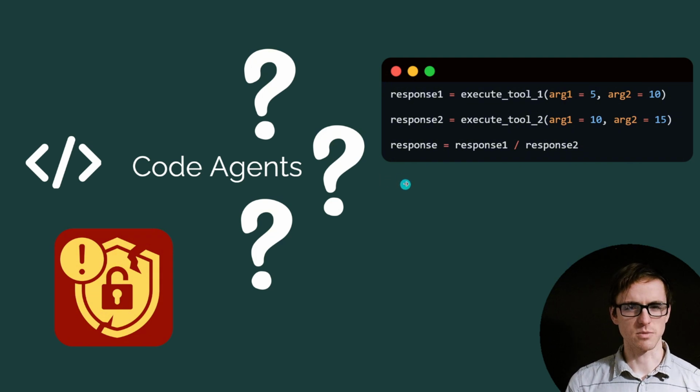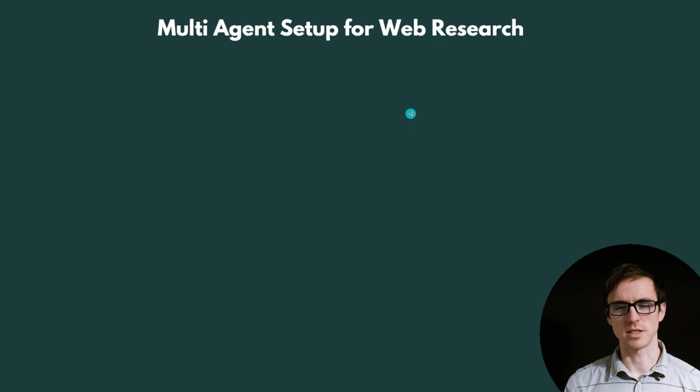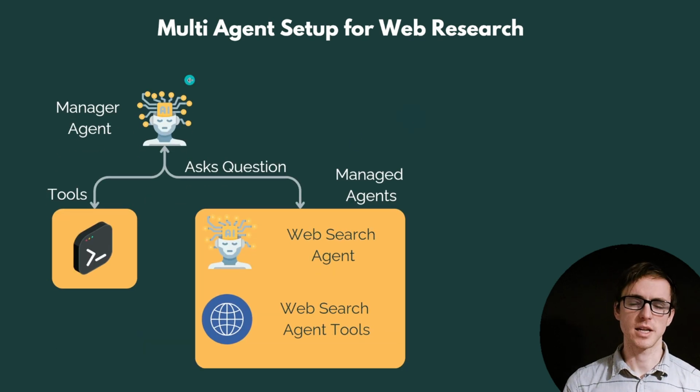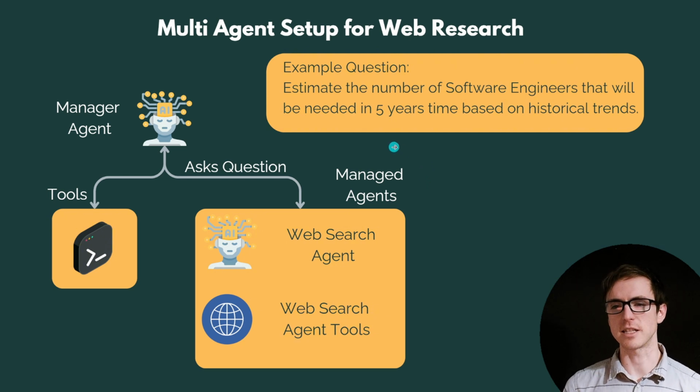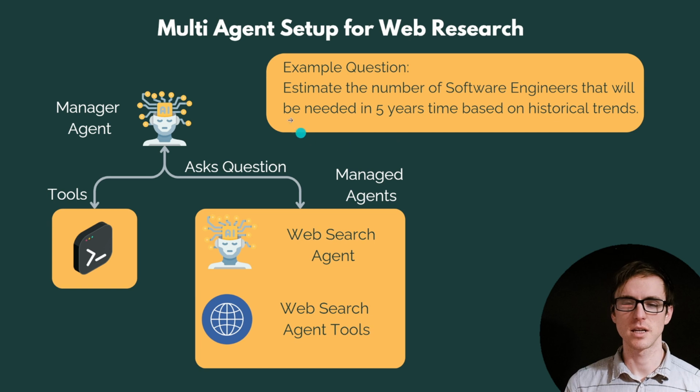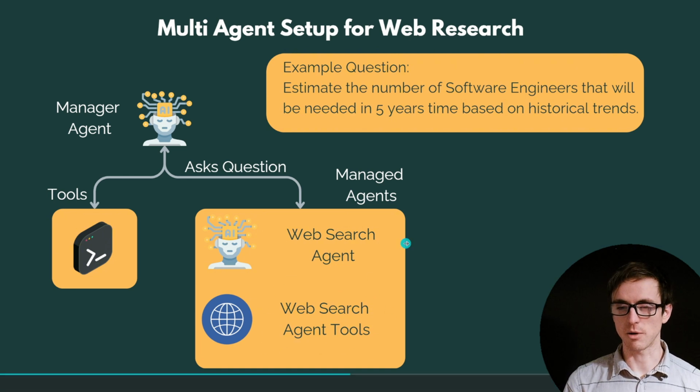How do their managed agents work? You can create multi-agent systems, and here's an example for web research. In SmolAgents, they use a hierarchical pattern for their managed agents, but their manager agents are also React agents. And here's the way it would work. If you had a question to answer, such as estimate the number of software engineers that will be needed in 5 years' time based on historical trends, the manager agent would then decide, can it answer this question on its own with its tools, or does it need to ask one of its child agents a question to be able to answer this? So it can ask a question to this web search agent, which can use its web search tools to come up with some research.